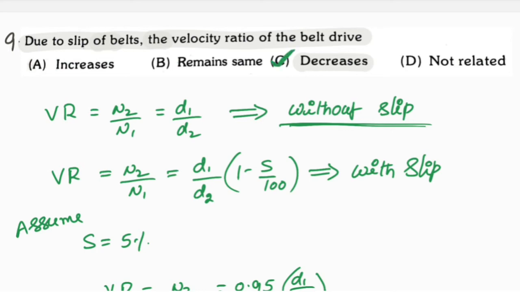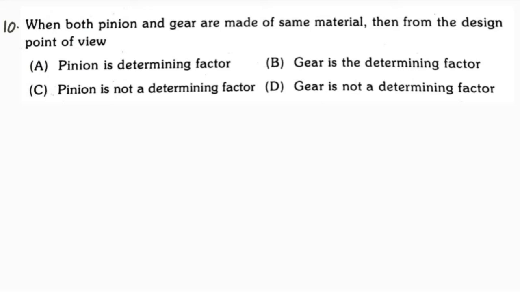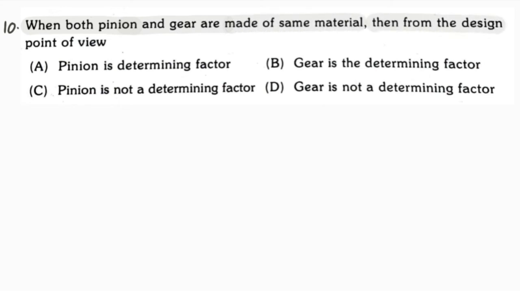Let us take another problem. Look at the 10th problem. When both pinion and gear are made of same material, then from the design point of view, remember, when both driver and driven or gear and pinion are made with same material, pinion is the determining factor or smaller gear is the determining factor. Look at the option A. Option A itself is absolutely correct. Remember, this is true only when the gear and pinion are made of same material.